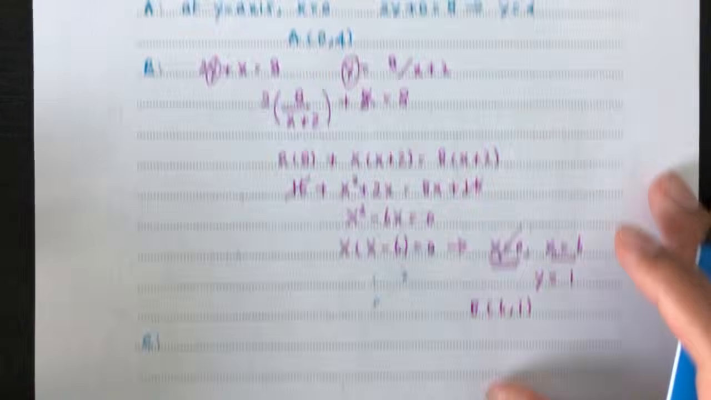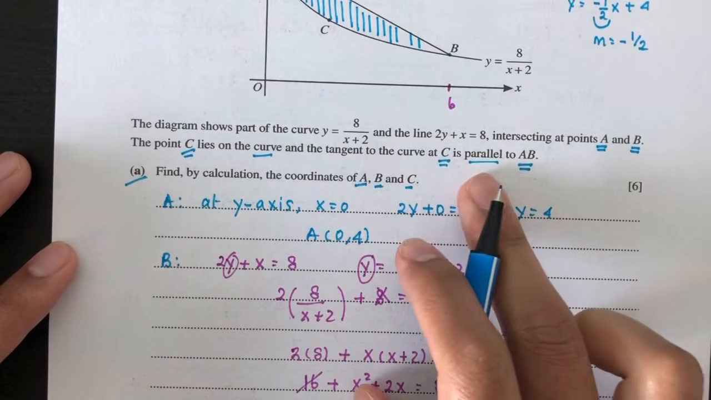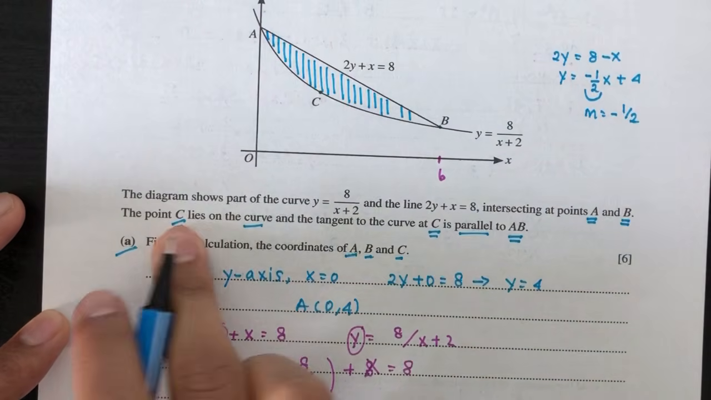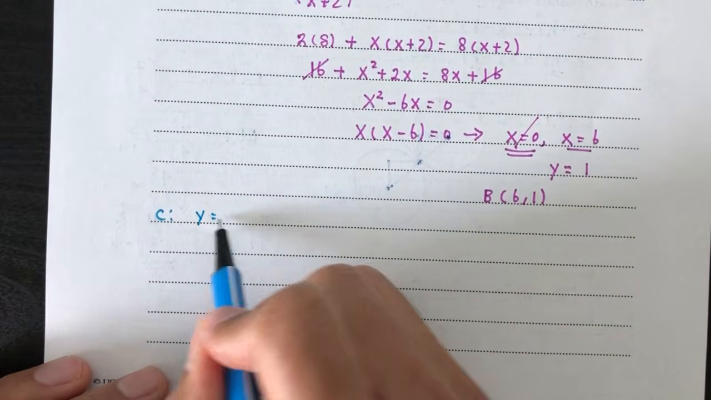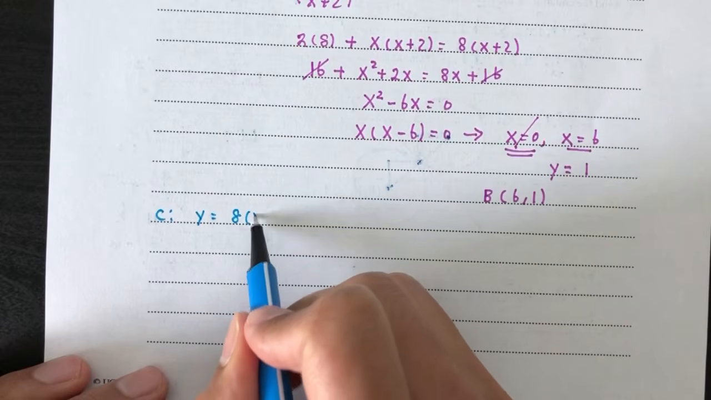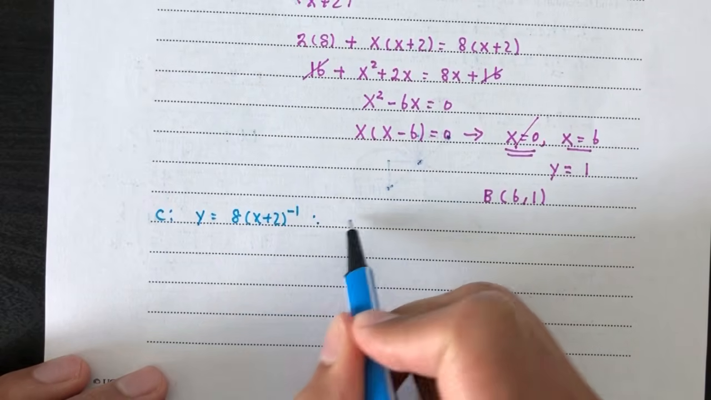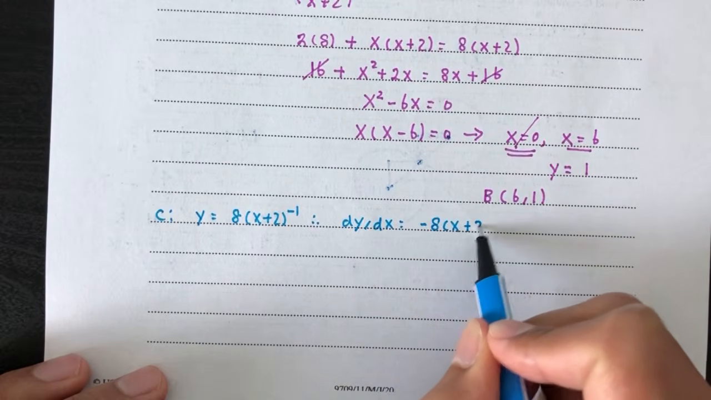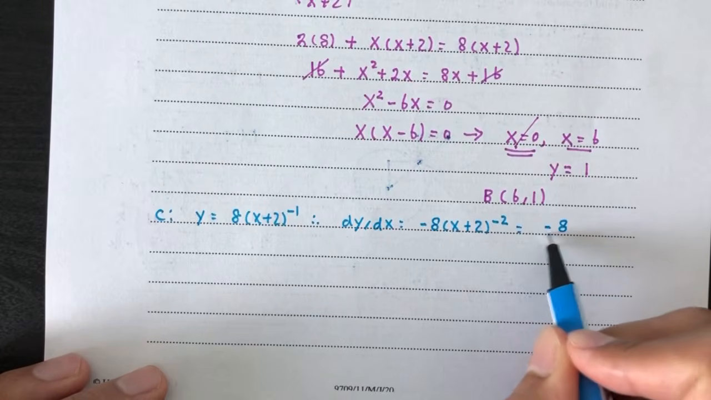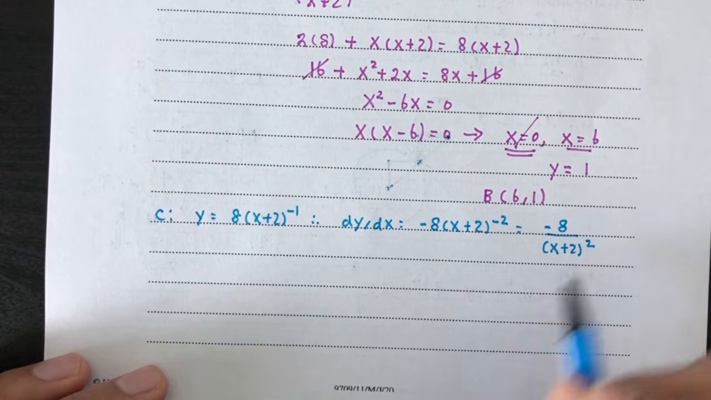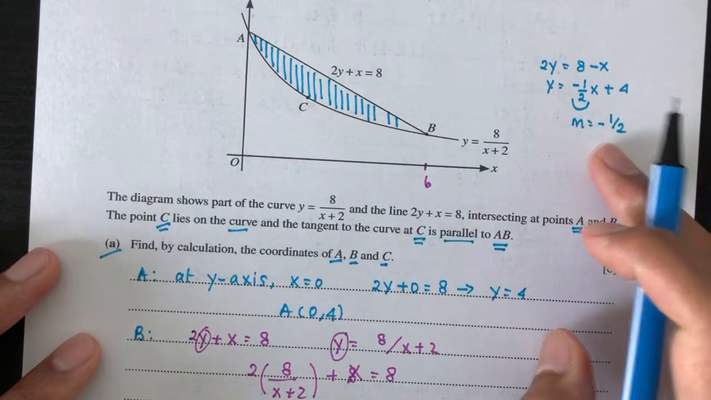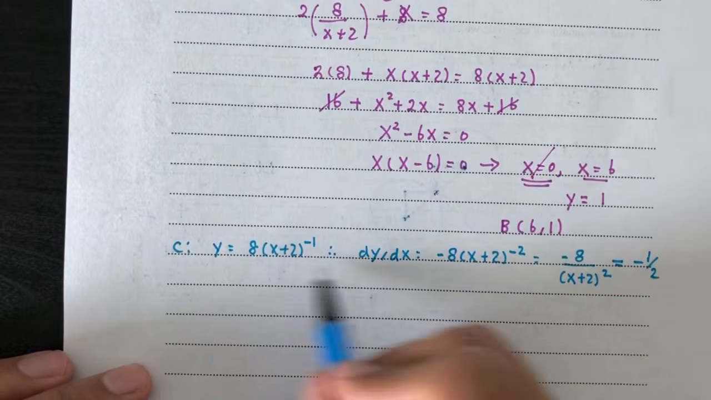So point C, the one thing we know about C is that its tangent is parallel to AB, which means the gradient at the point C is given by minus half. So how do you find gradient of the curve? You have to find dy by dx. That's how you find that. So y is given by 8 over x plus 2, which is 8 times x plus 2 power minus 1. So from this we can find dy by dx. That will be minus 8 times x plus 2 power minus 2, which is minus 8 over x plus 2 power 2. And this is equal to gradient, which is minus 1/2, as we have found in this section at the point C.